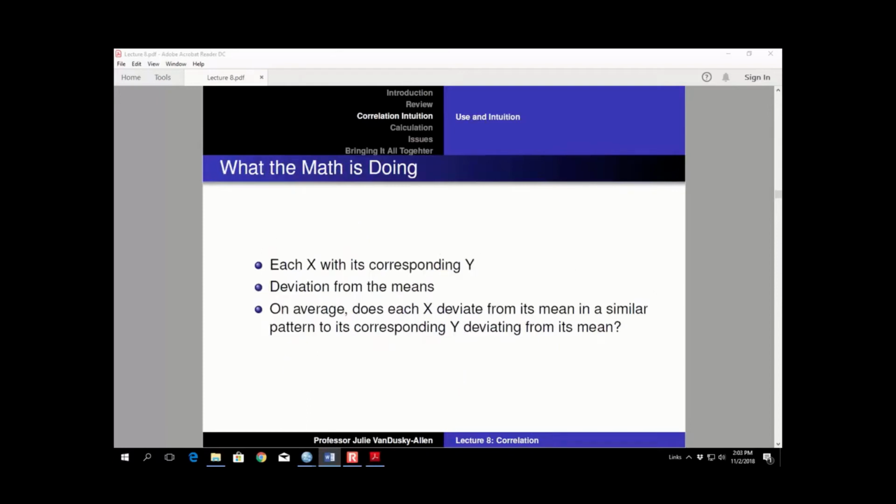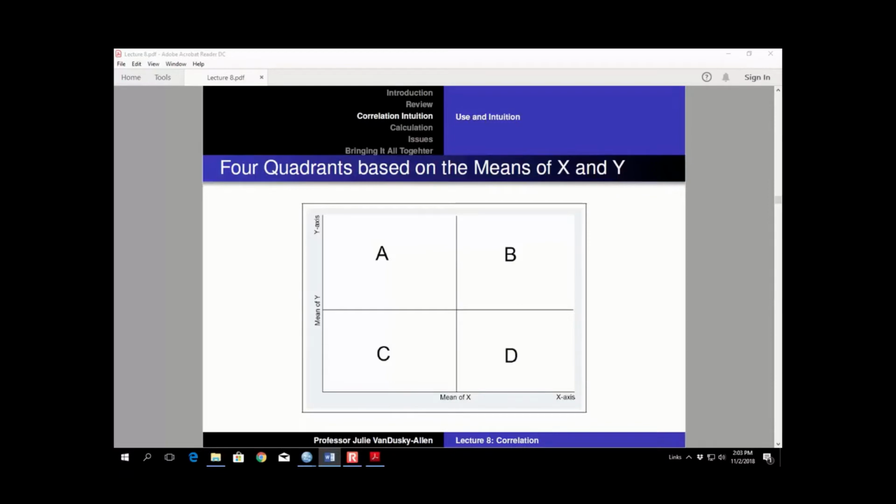What the correlation coefficient measures is whether each individual x observation deviates from its mean in a similar pattern to its corresponding y deviation from its mean. I created a series of graphs to demonstrate what this means substantively. Imagine you have a graph with 4 quadrants. In quadrant A, all observations are below the mean of x and above the mean of y. In quadrant B, all observations are above the mean of x and y. In quadrant C, all observations are below the mean of x and y. And in quadrant D, all observations are above the mean of x and below the mean of y.